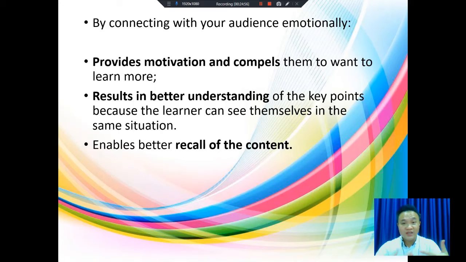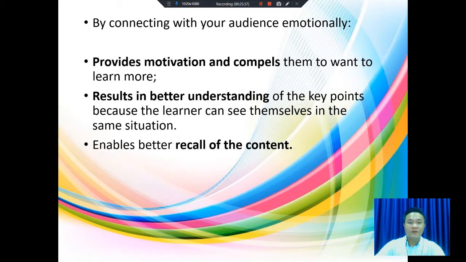And next, by connecting with your audience emotionally, what are the benefits of doing so? Number one, it provides motivation and compels them to want to learn more. It simply means that they want to continue reading the story. It's not boring, it's not dull. Next, it results in better understanding of the key point because the learner can see themselves in the same situation. They can relate to the feelings of perhaps this character in your narrative essay. And also, it helps the reader to recall the content of the story.